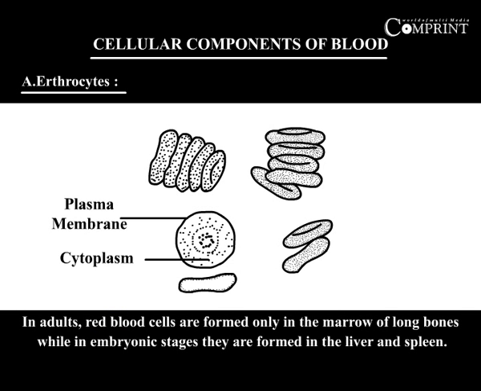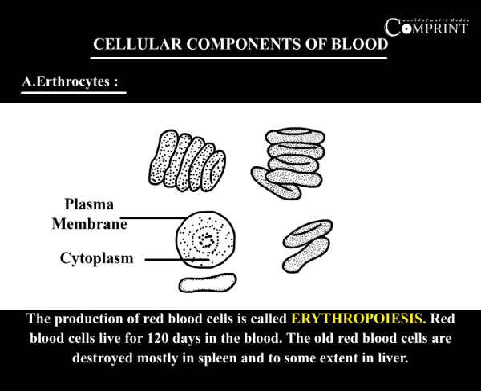In adults, red blood cells are formed only in the marrow of long bones, while in the embryonic stage they are formed in the liver and spleen. The production of red blood cells is called erythropoiesis. Red blood cells live for 120 days in the blood.